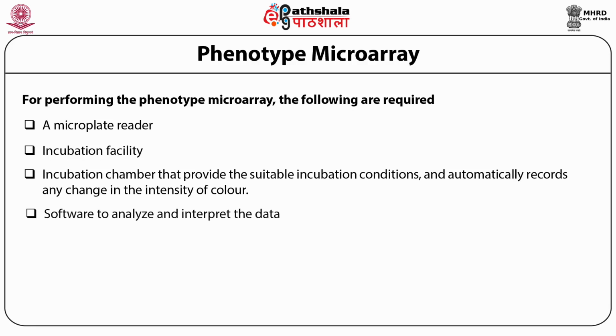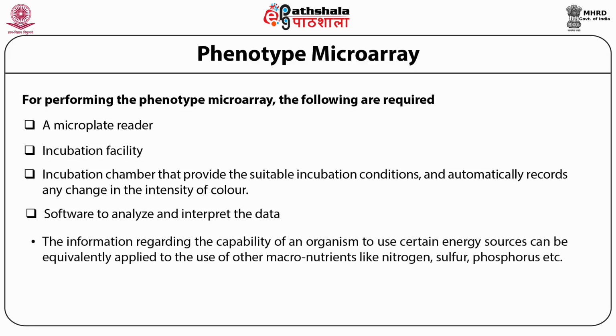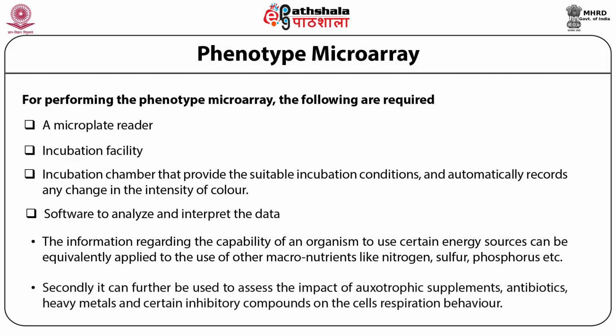Fourth, software to analyze and interpret the data. The information regarding the capability of an organism to use certain energy sources can be equivalently applied to the use of other micronutrients like nitrogen, sulfur, phosphorus, etc. Secondly, it can further be used to assess the impact of auxotrophic supplements, antibiotics, heavy metals, and certain inhibitory compounds on the cell's respiration behavior.